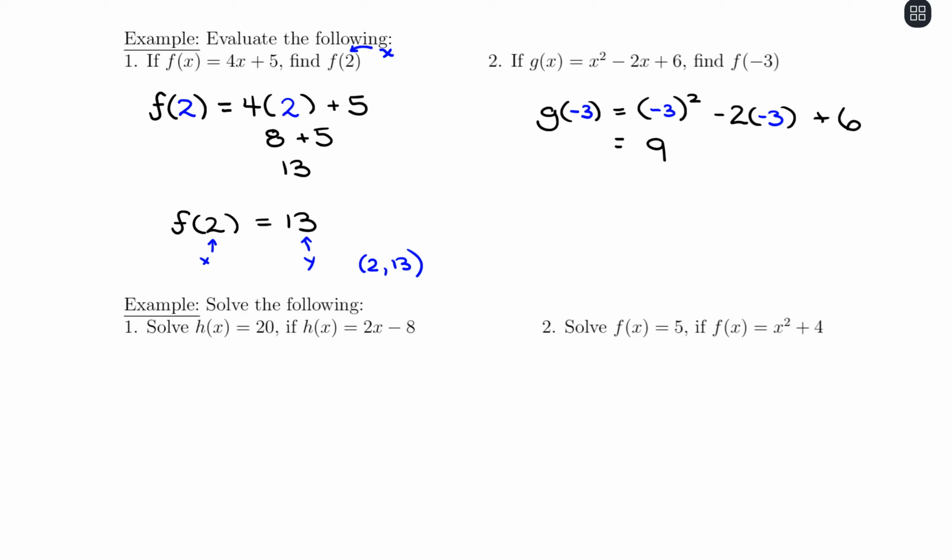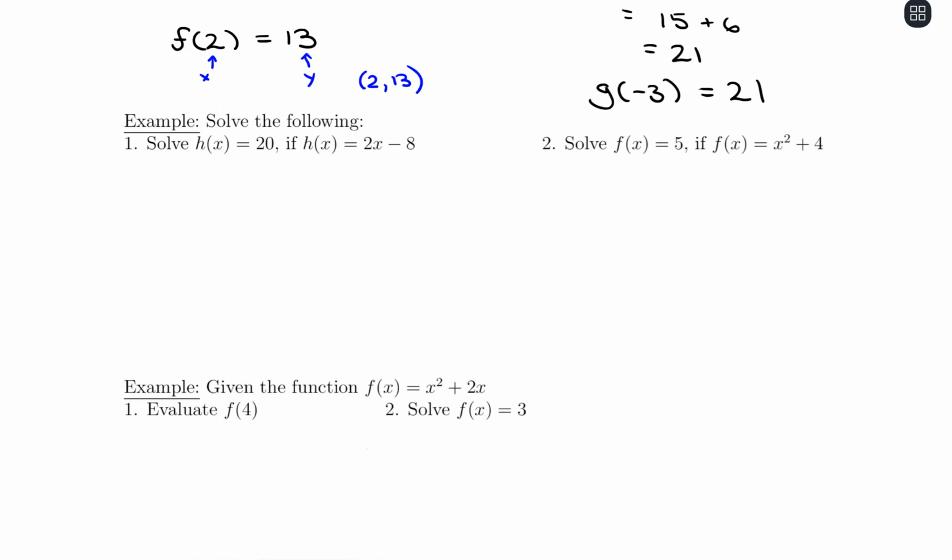Negative 2 times negative 3 is a positive 6. And then plus 6. So we have a 15 plus 6, which is 21. So g of negative 3 is equal to 21. So these cases here are the idea that we're given x, and we just plug it into our function and solve, and we end up with our y value.